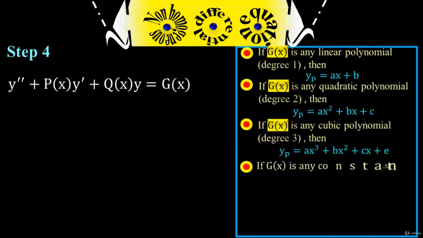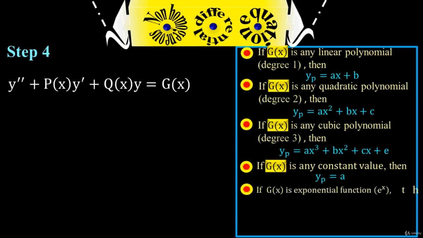Condition number 4: if g of x is any constant value, then you need this equation: y sub p equals a. Let's suppose g of x is any constant like 1 or 5. Then I will use y sub p equals a. Condition number 5: if g of x is any exponential function, e to the x, then you need this equation. Let's suppose g of x is any exponential function like e to the x or 2 times e to the x. Then I will need this equation: y sub p equals a times e to the x.